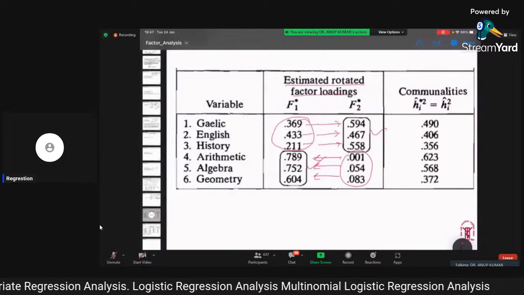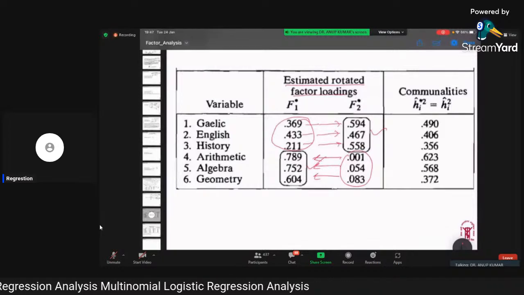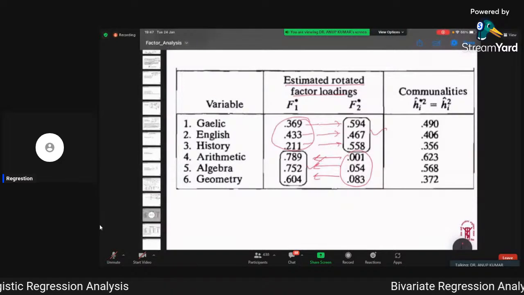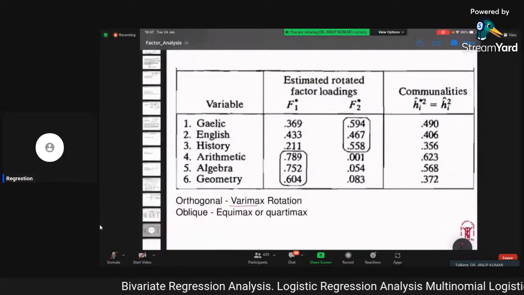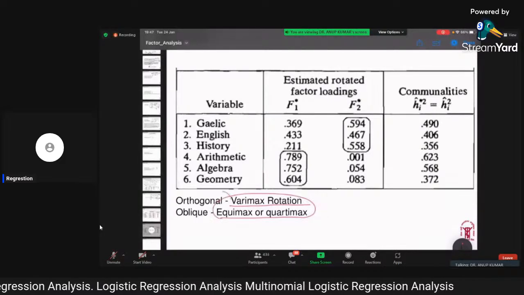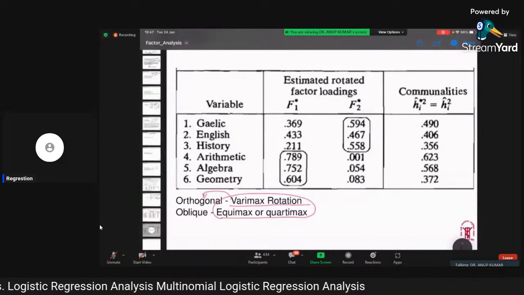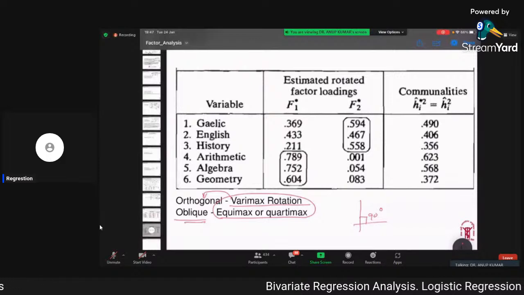Okay, so this is actually termed as orthogonal rotation, and there is also oblique rotation, in which we are not going to do the same. In SPSS you will find it with the help of varimax rotation, equimax, and quartimax. All these are under orthogonal rotation. But if the rotation is not of 90 degrees, it is termed as oblique rotation.